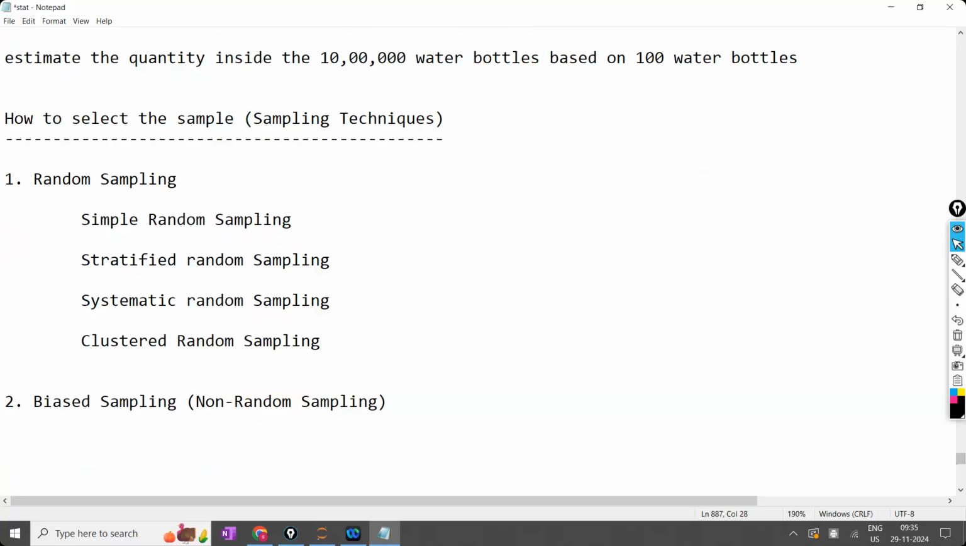Clustered sampling. Cluster means grouping of similar records. So you're going to group the similar kind of records, and whatever the cluster it has created, from that you are going to identify some samples. This is called as cluster random sampling.